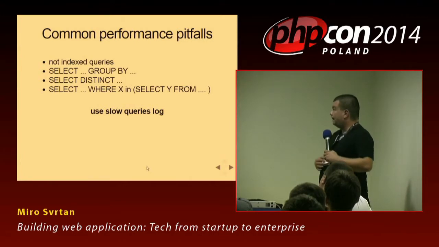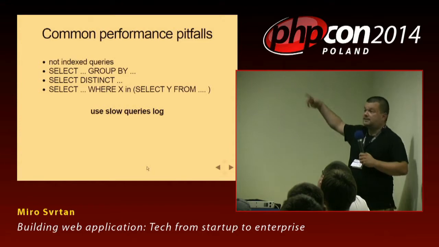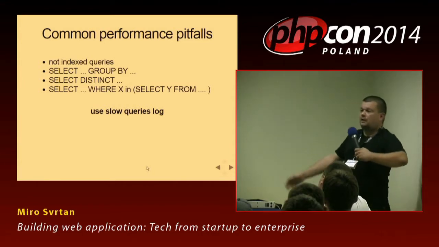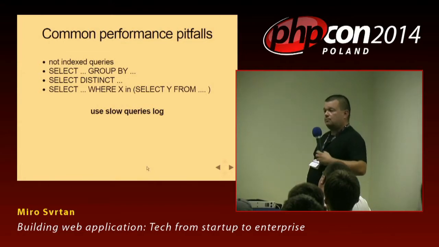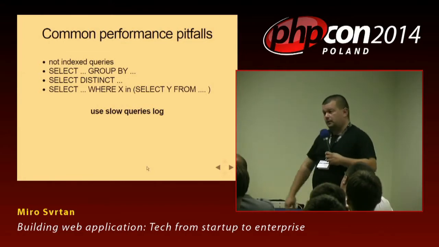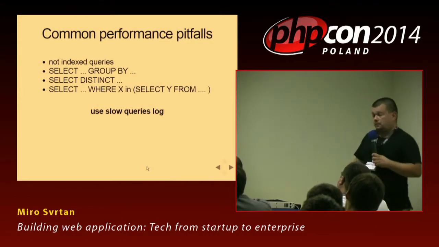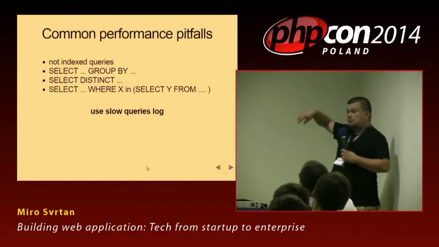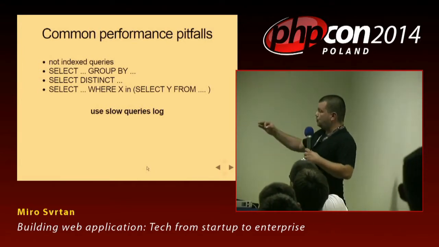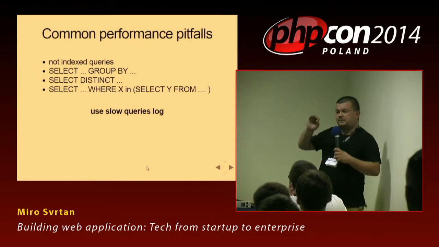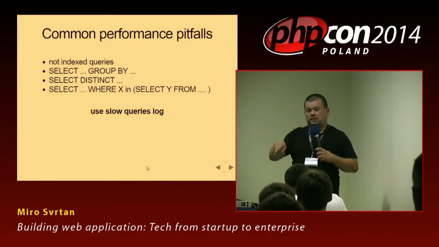But even I have done some of this at some point. Because you're in a hurry and you do it and you don't think, and somebody puts it on the home page and everything goes down. Use the slow query log to find all of this. Because in MySQL, you can put a slow query limit of about a second, so everything that runs above a second will be in that log.